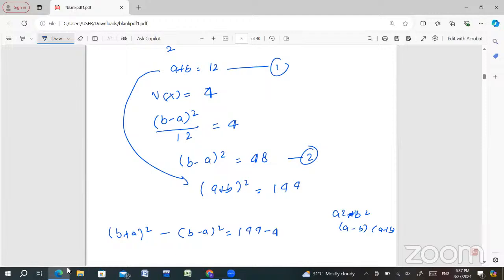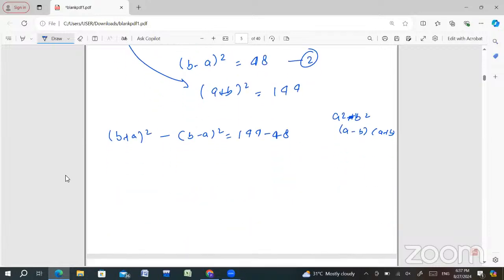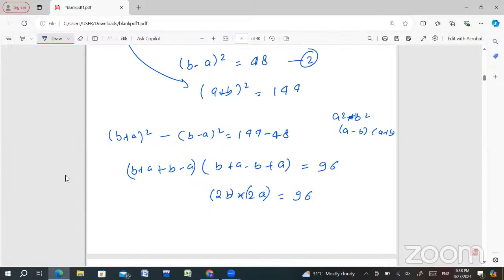Is this clear? Yes, ma'am, clear. So you just have to use the formula and you will get it as (b plus a) minus (b minus a) and (b plus a) times (b minus a) equals 96, right? And if you solve it, it will be 2b minus 2a equals 96. Sorry, it is not minus, it is multiplication. So the value of ab will be equal to 24.